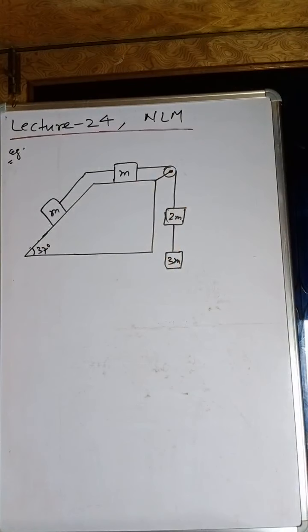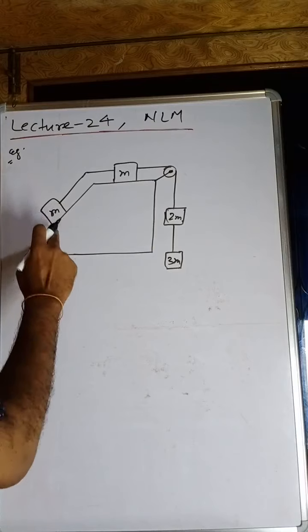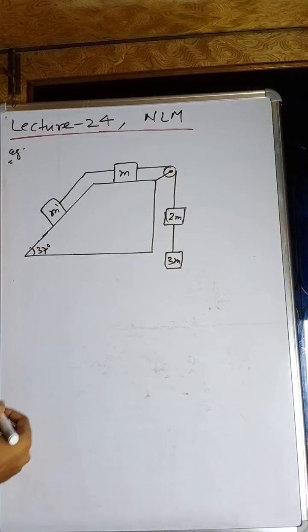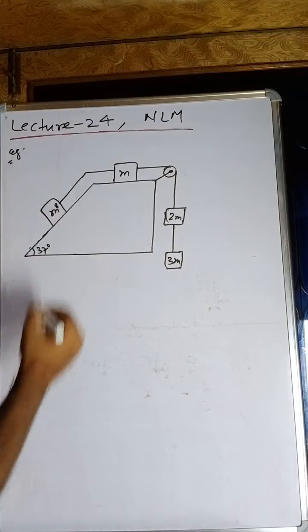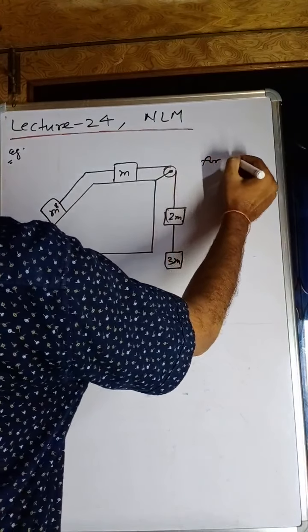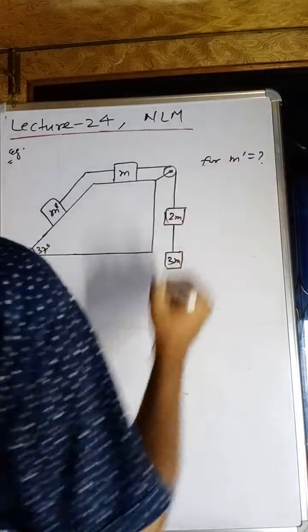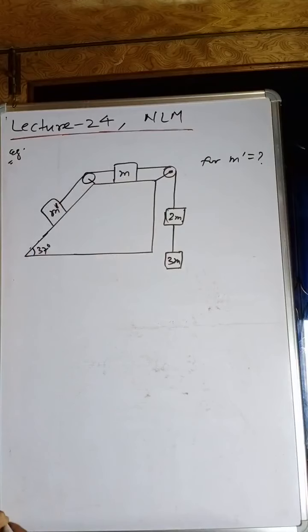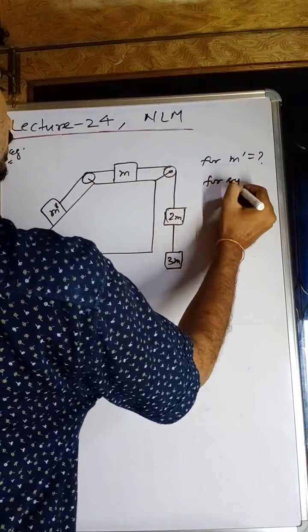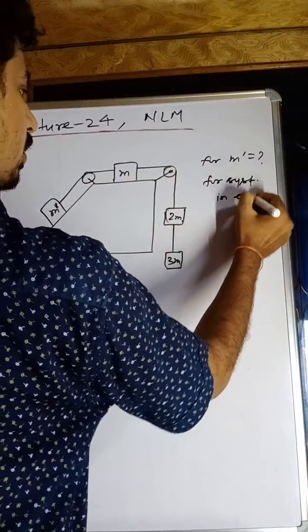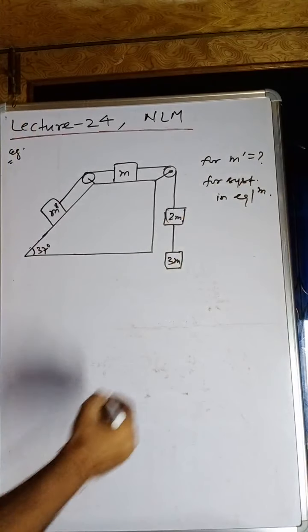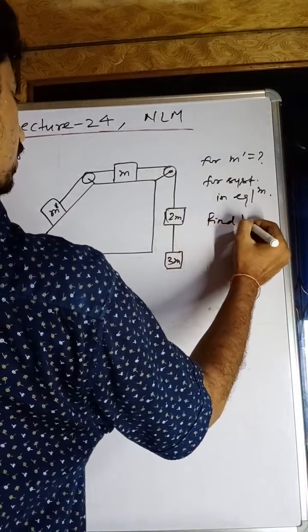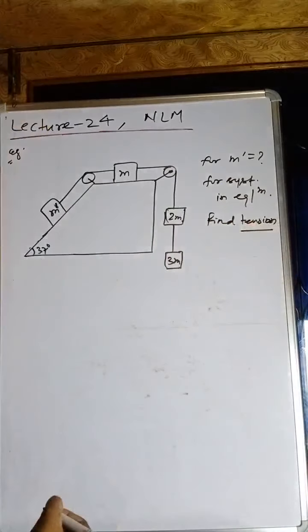Another question: what should be the value of m dash, so that the system remains in equilibrium? This is the pulley, I'm sorry. For the system to remain in equilibrium, and also find the tension in each string. So let me solve this question, and this is a very important question I have given here.